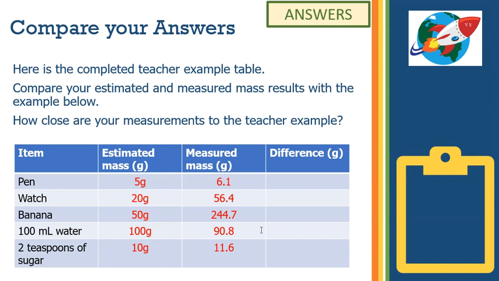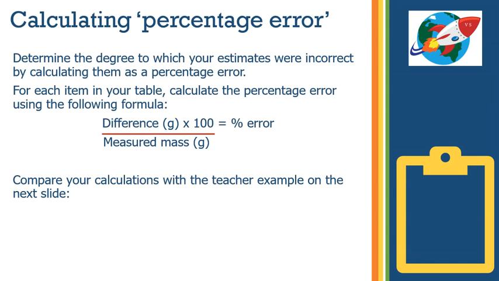Now let's go on to complete the last column, called difference, and I'm going to explain how we're going to do that. We're going to be calculating the percentage error. Determine the degree to which your estimates were incorrect by calculating them as a percentage error. For each item in your table, calculate the percentage error using the following formula: difference in grams times 100 divided by the measured mass equals the percentage error.